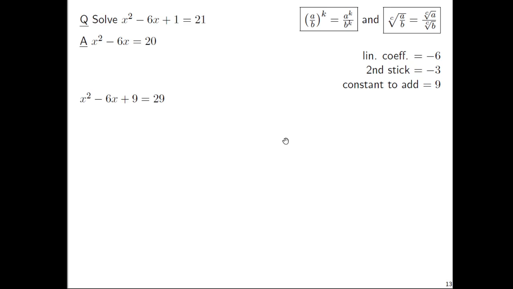So x squared minus 6x plus 9 is equal to 29, and the left side does factor as x minus 3 quantity squared. The right side we still keep as 29. Oh, I should also point out that on the left side, it really is still x plus second stick quantity squared. So it's x plus negative 3 for the second stick, which we just write as x minus 3. So even that all works out. Square root both sides. The left side simplifies to x minus 3. The right side is still plus or minus root 29. Add 3 to both sides. You have x is equal to 3 plus or minus square root of 29.